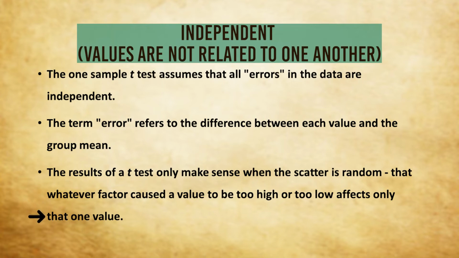That whatever factor caused a value to be too high or too low, that affects only that one value. It does not affect the other values. So in this sense, the values are independent of one another. And if the values are independent of one another, the scatter plot will show a random nature. The scatter plot means we'll simply plot the data that will show a random nature. So this is very important, that the errors will be independent.